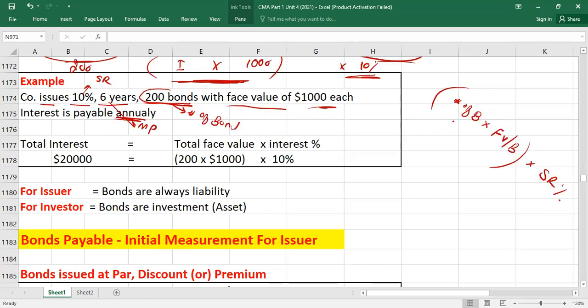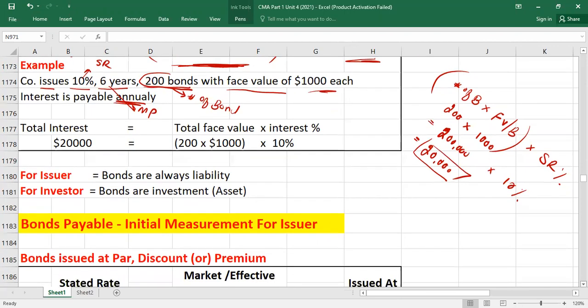Number of bonds are how much? We have 200 bonds. Face value is how much? 1,000. So total face value is going to be $200,000. And you have to multiply with the stated rate, let's assume 10%. So this will give you an amount of interest of 20,000. Understood? This is how you will calculate the interest. First thing, we have learned how to calculate the interest. Okay, now, moving forward.